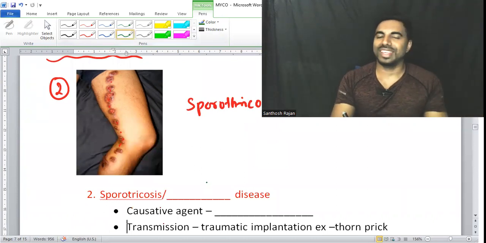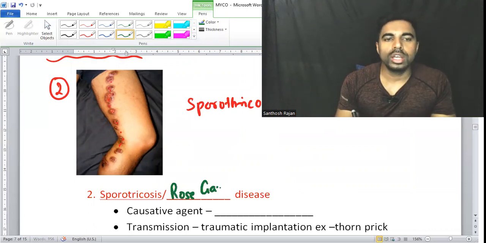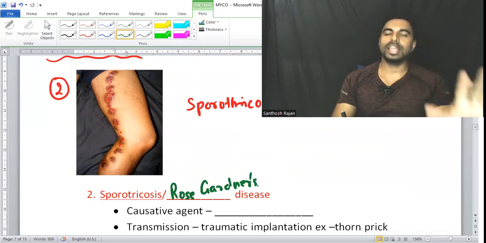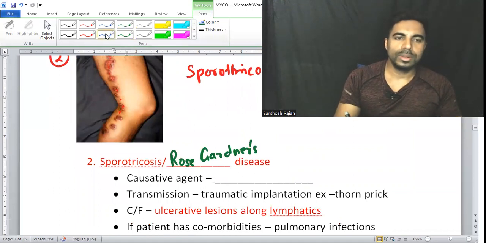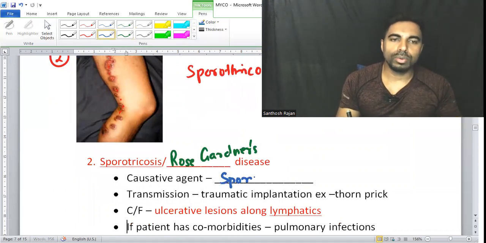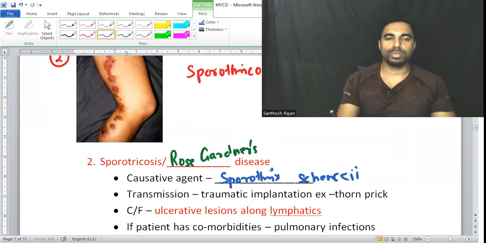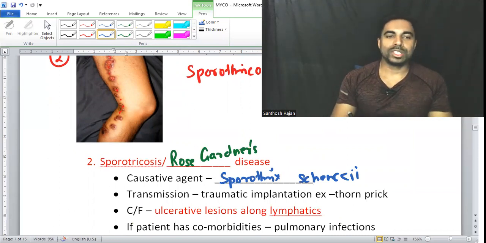Examiner's favorite question: what is the other name for sporotrichosis? Rose gardener's disease. Why? Because first of all, what is the causative agent? Sporothrix schenckii. I'm a gardener, so I have to be careful with this, especially when working with a rose plant.